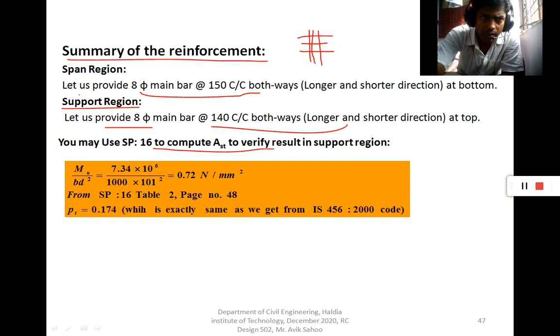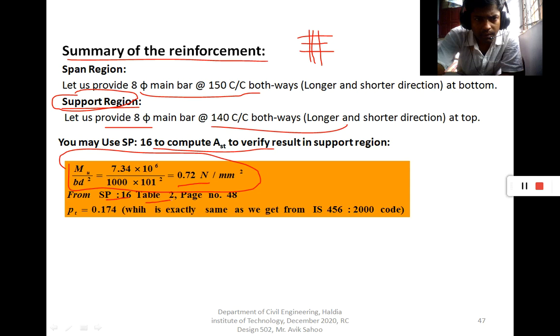So one example we consider, a support. How do we verify the value? You may use SP16 to compute the area of steel. So how do you get it? Let me show you. This parameter is required, Mu by bd square. The unit is Newton per millimeter square, and this is 0.72.